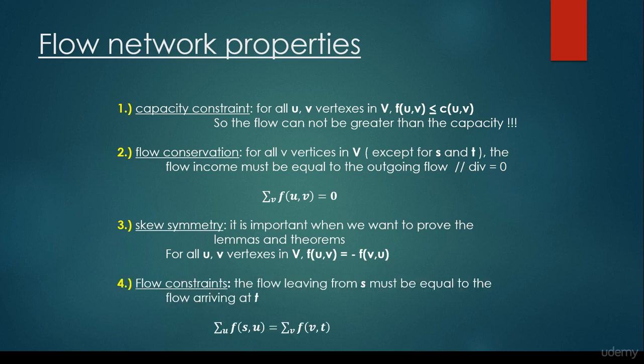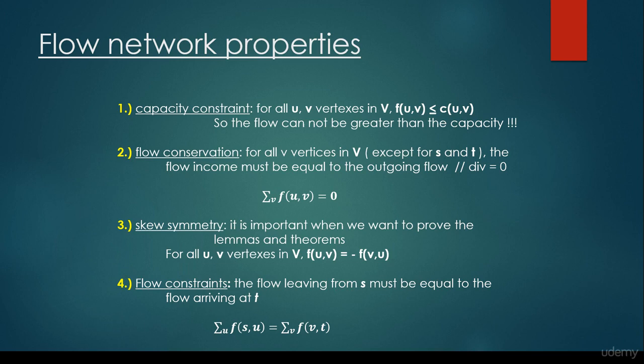Okay. And the so-called flow constraints, that the flow leaving from s must be equal to the flow arriving at t. s is the source, t is the sink basically. And we are able to write this constraint with the help of a sum like this. Sum over u of f(s,u) is equal to the sum over v of f(v,t).